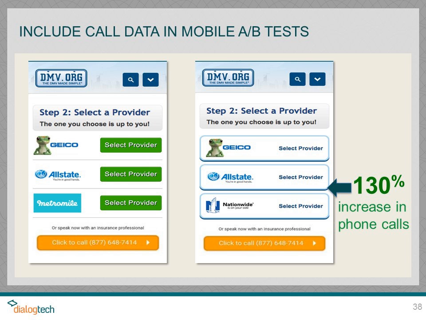You can see this is from a company that used DialogTech to prove which version of their landing pages drove the most calls. It's a really simple change here. You can see just the button was changed, but one button actually drove 130% more phone calls than the other button. So this is the type of information as marketers we really need to understand in order to optimize performance.